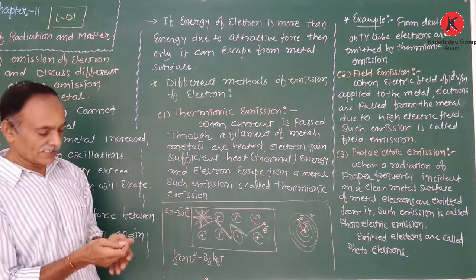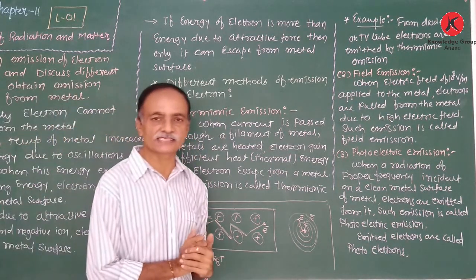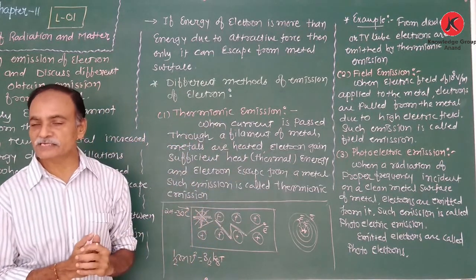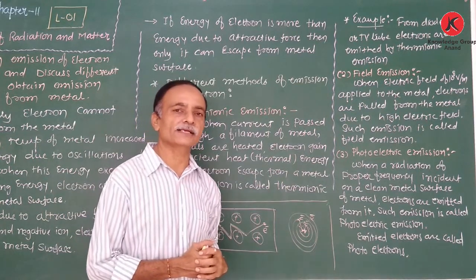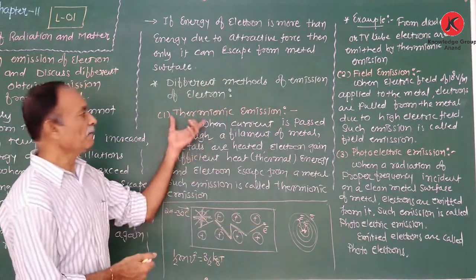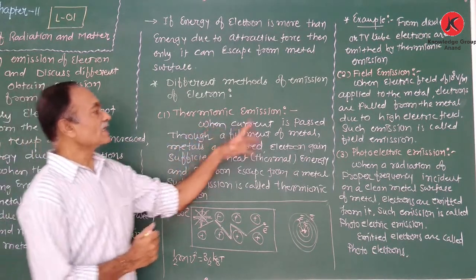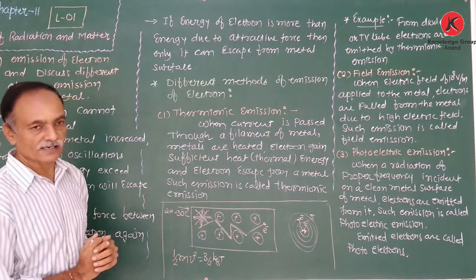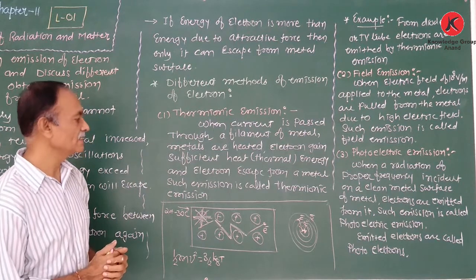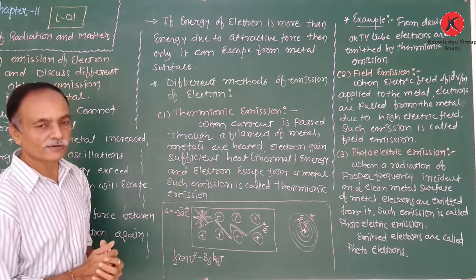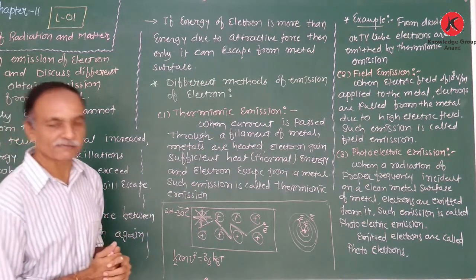Now the different methods of emission of electron. Here are the three different methods. One is thermionic emission, second is field emission, and third is photoelectric emission. Now first we discuss thermionic emission. When current is passed through a filament of metal, it is heated, the electrons gain sufficient heat energy or thermal energy, and the electrons escape from the metal. Such emission is known as thermionic emission.